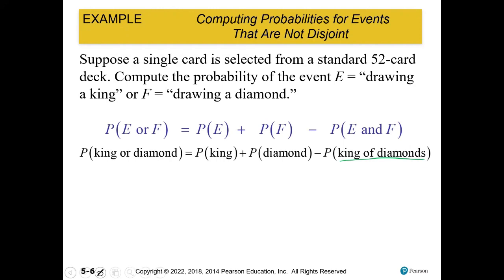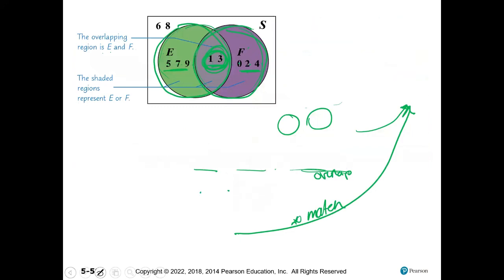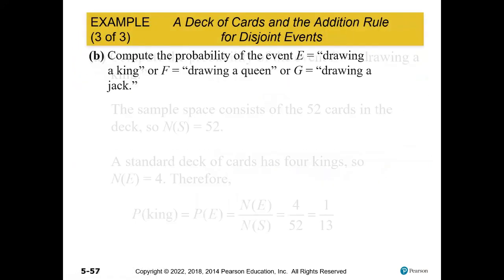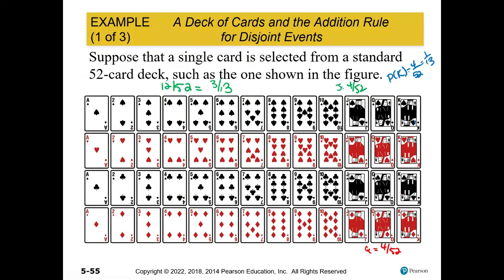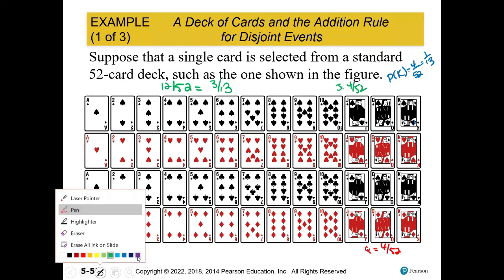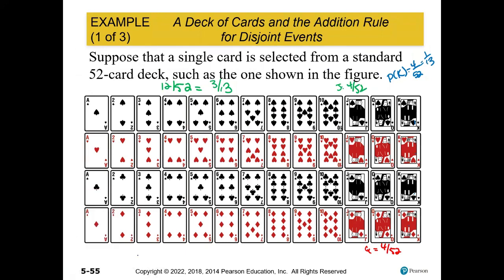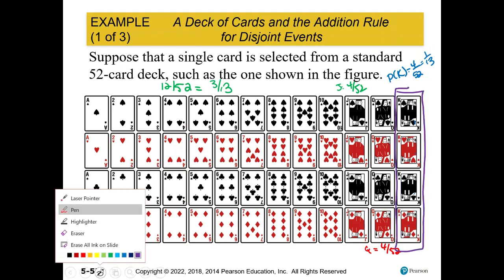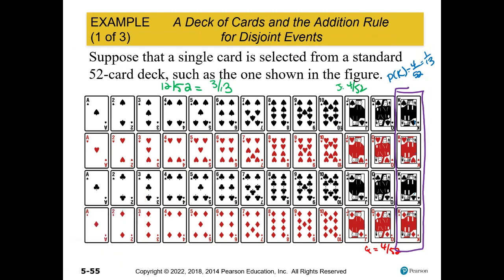So I'm going to go back to that slide here just so you can see it. So king or diamonds. What happens? Here's the kings. And here's the diamonds. This is your overlap, the king of diamonds.